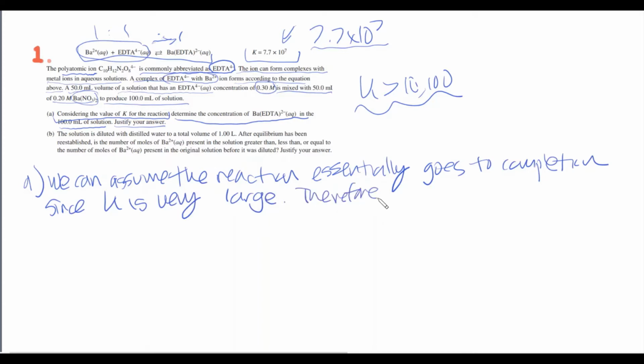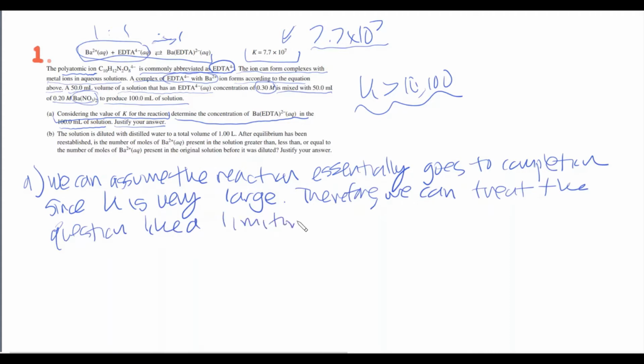Therefore, we can treat the question like a limiting reactant problem where one or the other reactant will be consumed completely. So to do limiting reactant problems, we have to find the number of moles of each of the reactants and see how much product they can produce. So let's try to find, well, I would first try to find the moles of Ba2+.